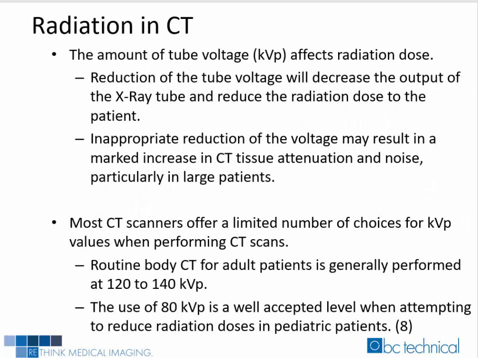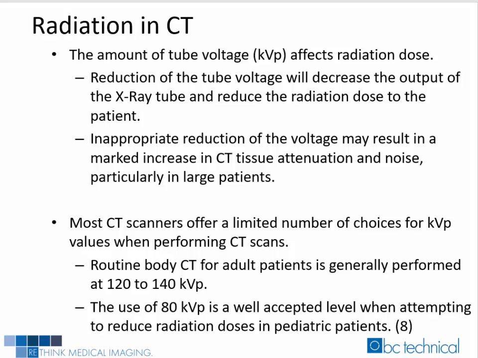The amount of tube voltage, or kVp, affects radiation dose. Reduction of the tube voltage will decrease the output of the X-ray tube and reduce the radiation dose to the patient. Inappropriate reduction of the voltage may result in a marked increase in CT tissue attenuation and noise, particularly in large patients.